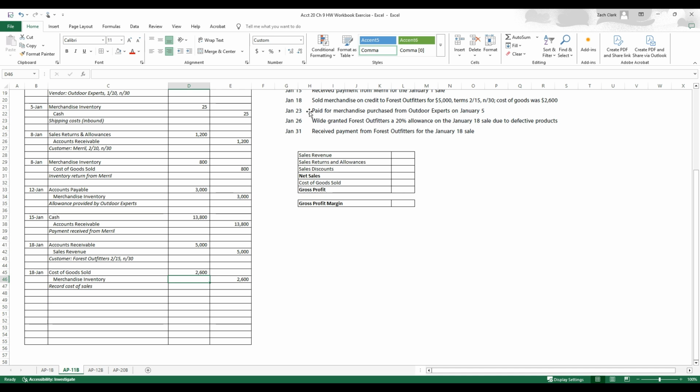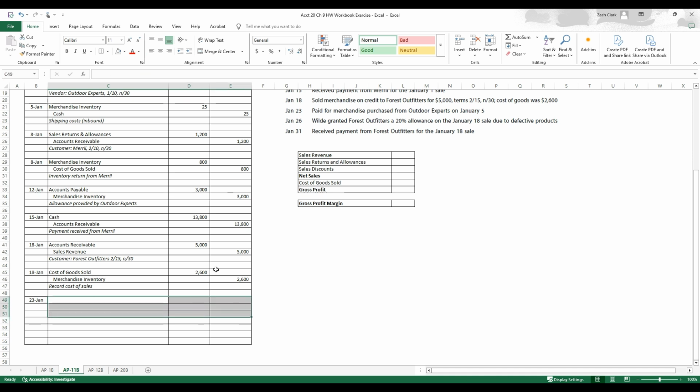So that's great. We had that sale, and we have some more receivables now. And then on the 23rd, we paid for merchandise purchased from Outdoor Experts on January 5th. So this is us paying for inventory coming in. Let me put 1-23, January 23rd. Okay, and now cash, and we got this one.